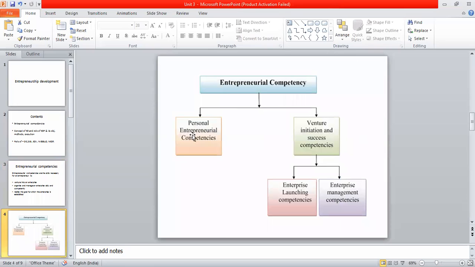So this is how I divide the competencies. These are divided as personal entrepreneurial competencies and, second, venture initiation and success competencies. Now these venture initiation and success competencies are further divided into enterprise launching and management. So let us see these types in detail.